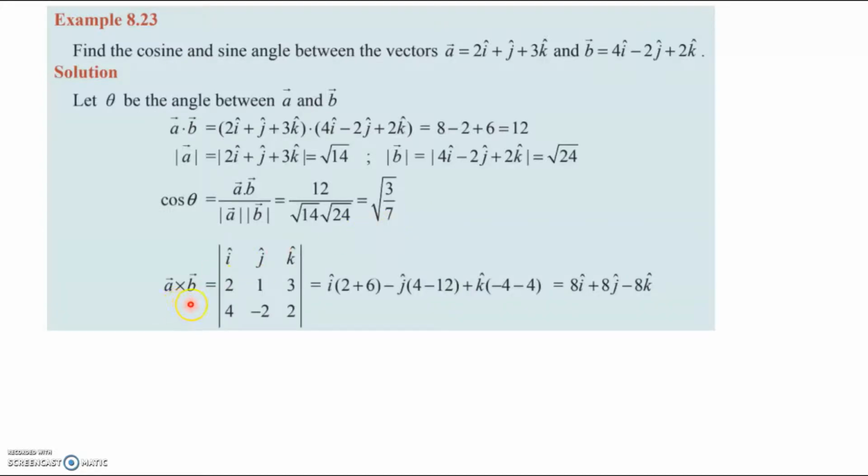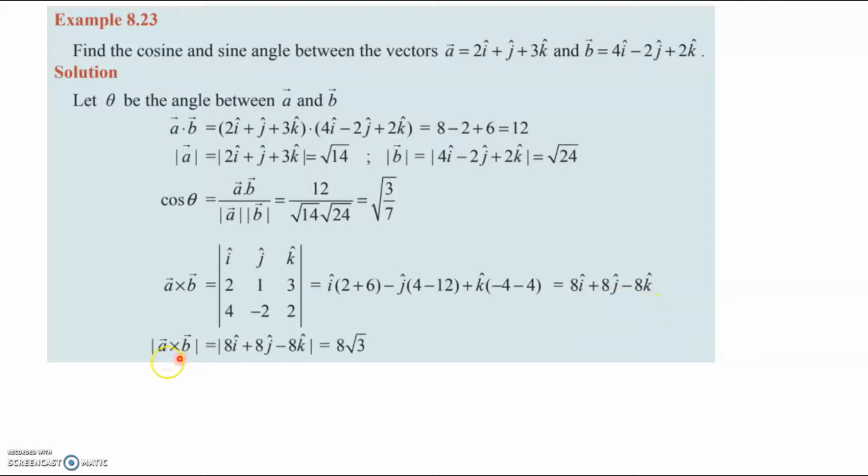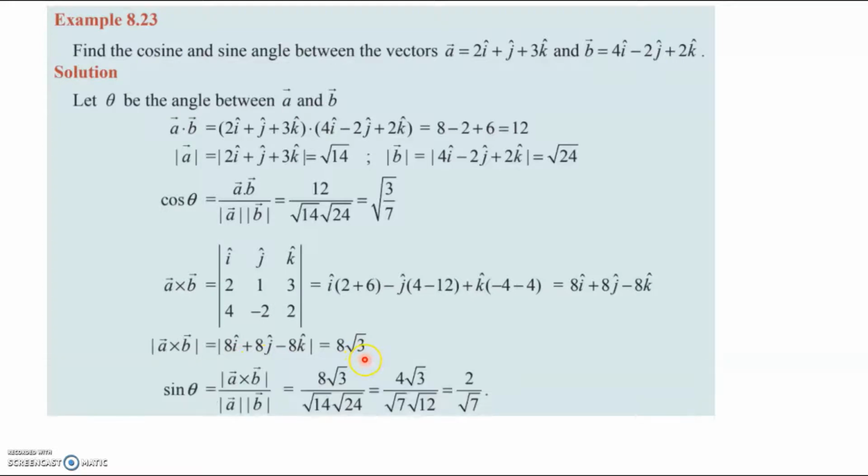Similarly, A cross product with B will be equal to the determinant matrix, which is equal to 8i cap plus 8j cap minus 8k cap. Therefore, the magnitude of A cross product with B will be written as 8 times square root of 3. Further, we know that sine theta is equal to the magnitude of A cross product with B divided by the magnitude of A into magnitude of B. Again, substituting the values of this and the magnitude of A and B into the formula, you get the result as 2 by root 7.